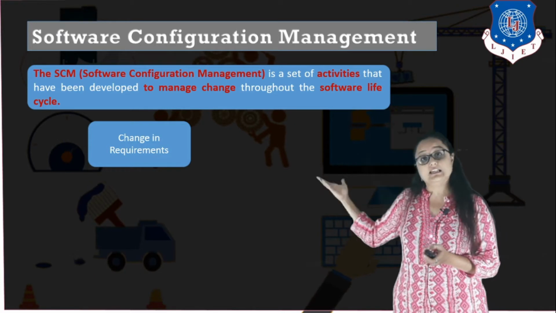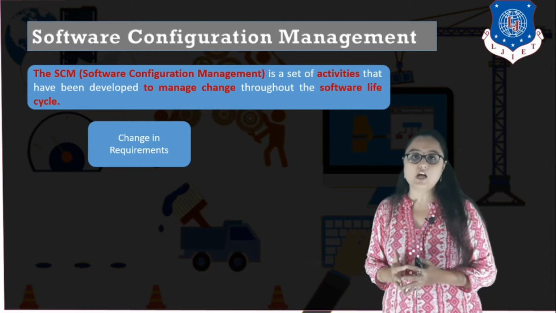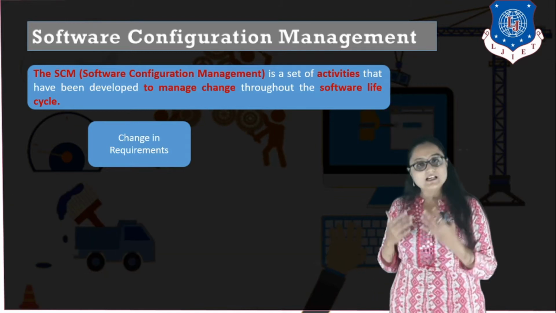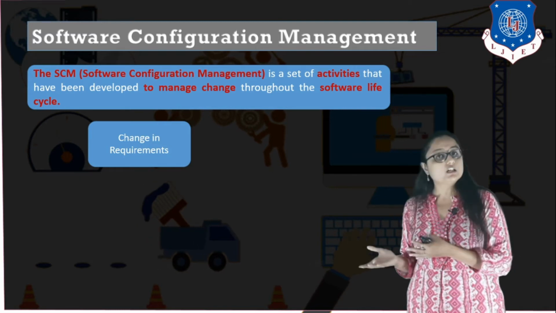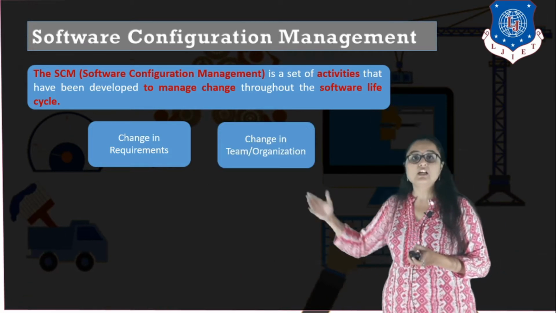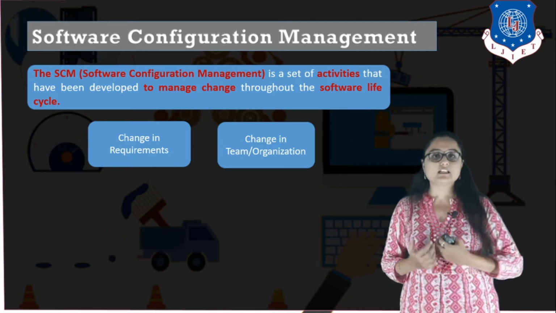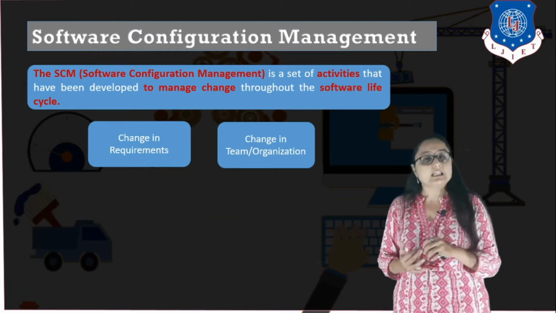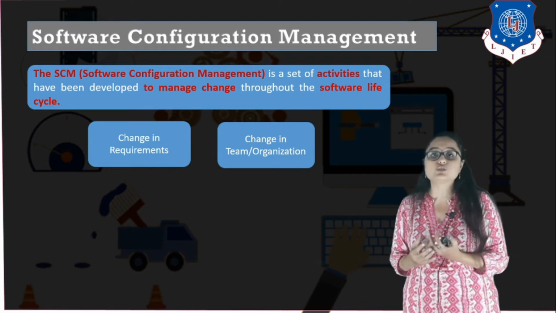So basically, why is change required? Because there may be changes in requirements. We know that clients have ever-changing requirements, right? So there is a 100% possibility that the client will change their requirements after delivering the software or in between. So there will be a requirement for change in our software. The next is change in team or organization. It is a possibility that we have a predefined structure of our organization or our team which is involved in our software, but that predefined structure is also about to change.